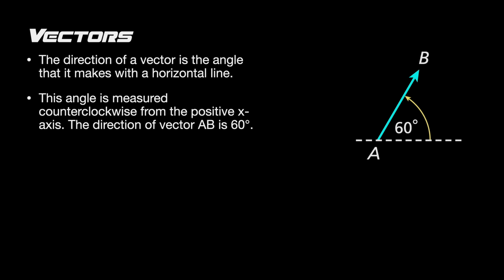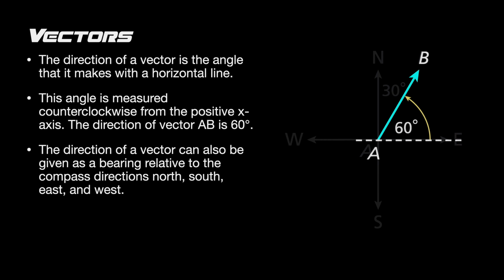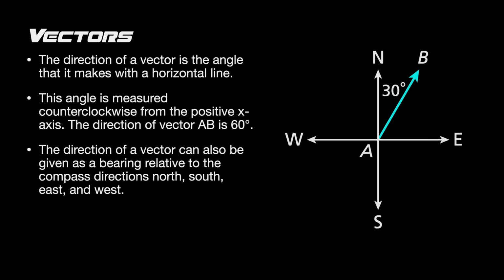Now, we actually can describe it in another way as well. The direction of a vector can also be given as a bearing relative to compass directions: north, south, east, and west. What you'll notice in this case is it's between the north and the east, so this is going northeast. So we would write N 30 degrees E. That is vector AB. You could also technically write E 60 degrees N, but I don't really see people do it that way most of the time.